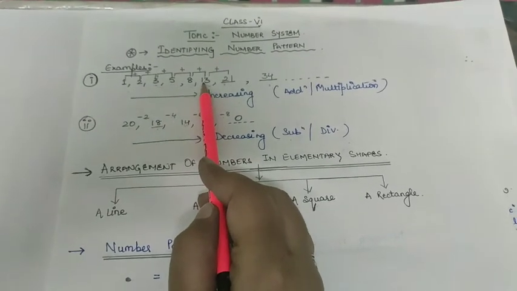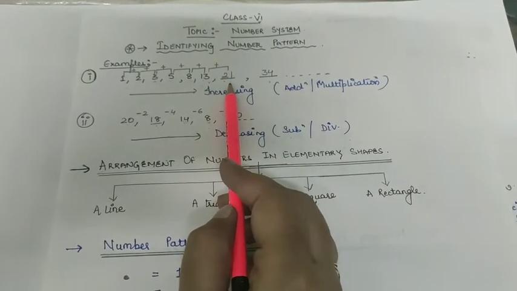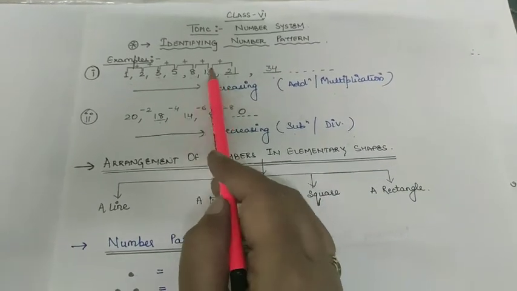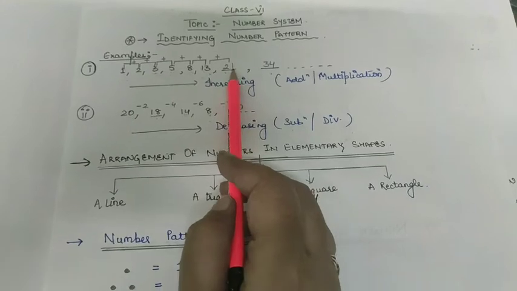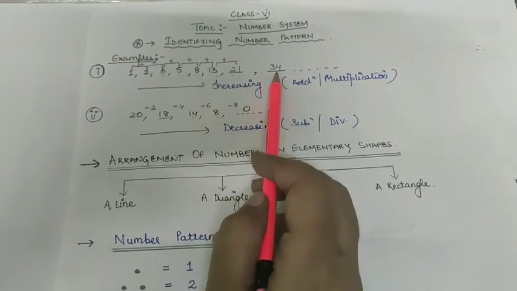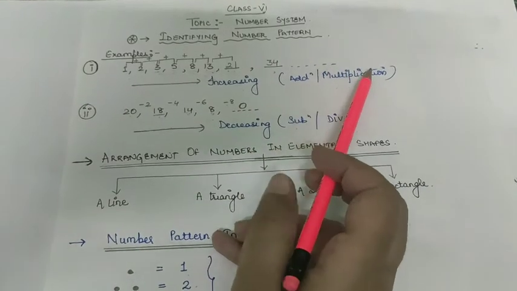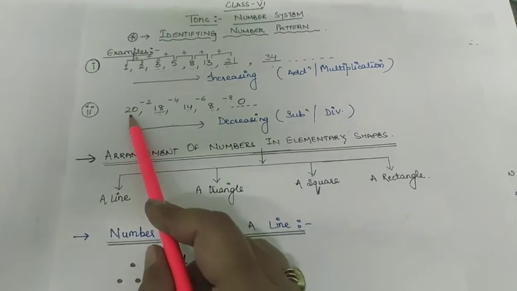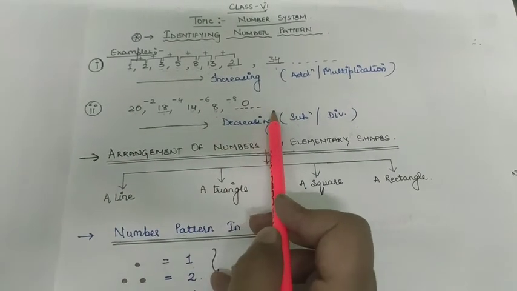And if I ask what will be the next number in the series, can I see that to this 13, if I add the previous number, that is 8, I will get 21. Similarly, after 21, if I add 13 to 21, I will get 34, and like this the series will go on. Another example: if I take one series, 20, 18, 14, 8 and so on.